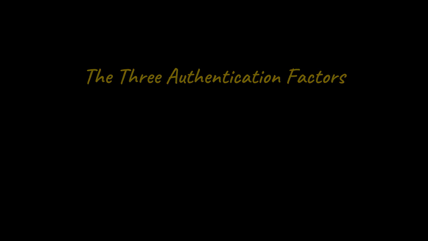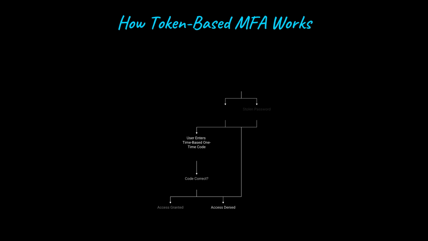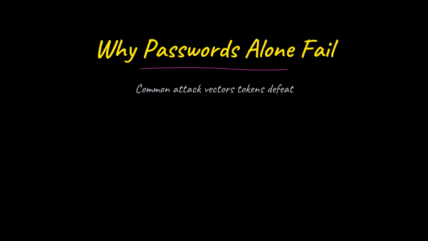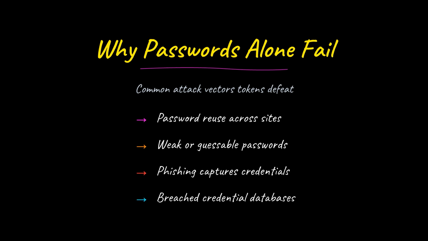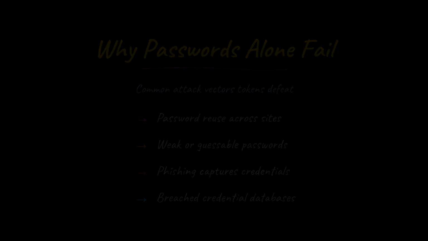Security tokens generate short-lived, time-based one-time codes that expire within seconds or minutes. Even if an attacker captures a code or steals a password, neither piece alone is sufficient to complete login. Passwords have proven unreliable as the sole authentication factor because users reuse them, pick weak ones, and surrender them to phishing. Massive data breaches publish millions of working credentials that attackers test elsewhere. Adding a second factor breaks this attack model entirely.